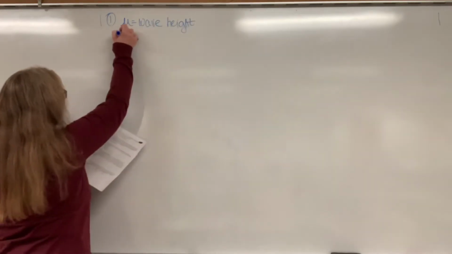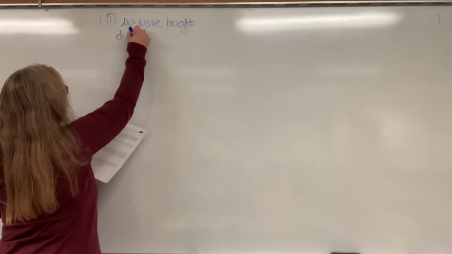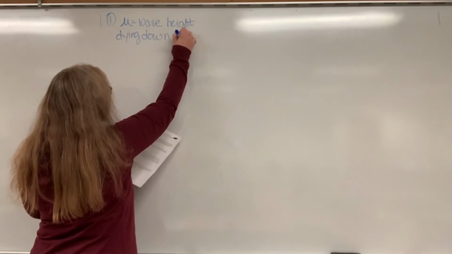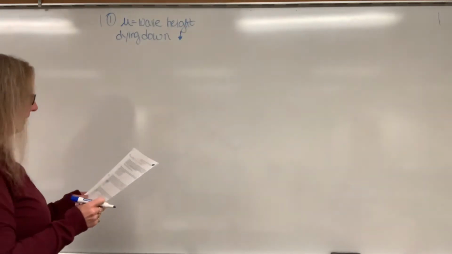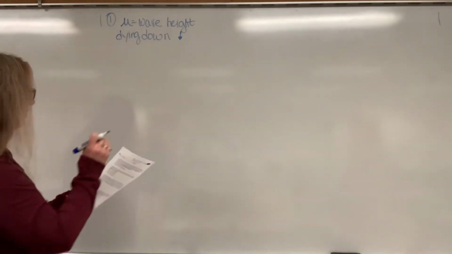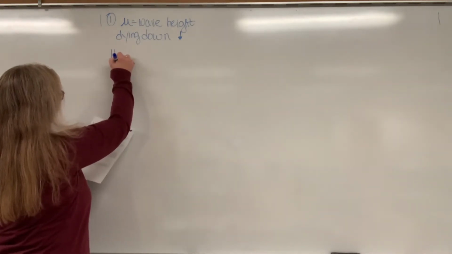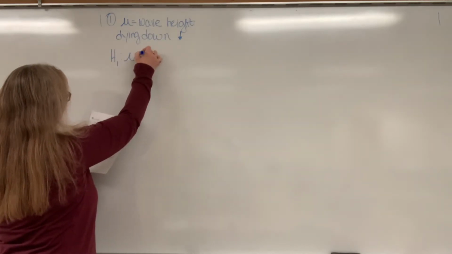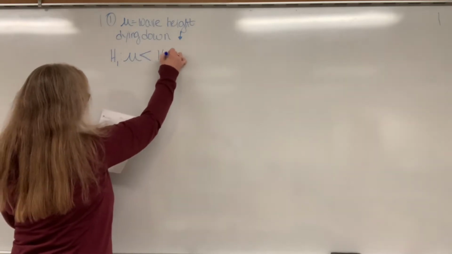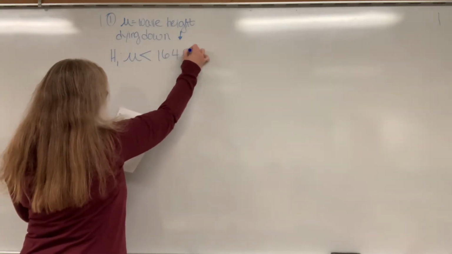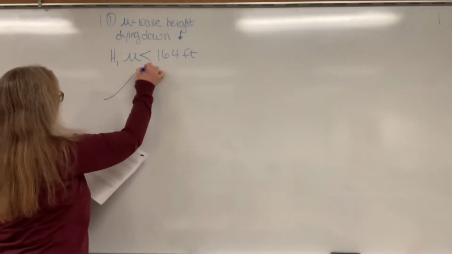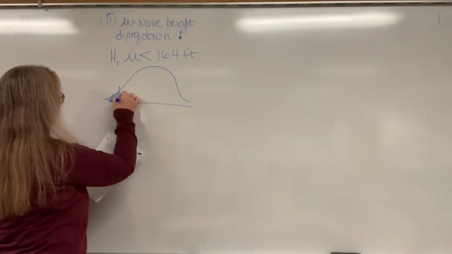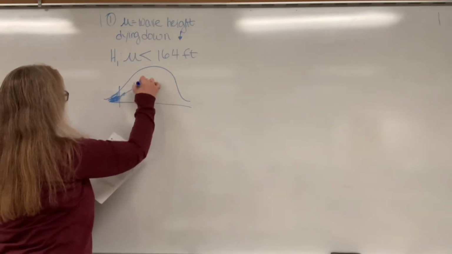And of course, if the storm is dying down, the waves are getting smaller, right? So that number would be going down. So if I was going to do an alternative hypothesis, H1: mu is less than 16.4 feet. And that means my p-value is on the left side. So this would be a left-tailed test.